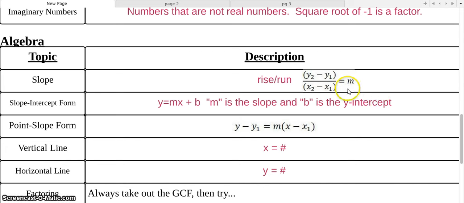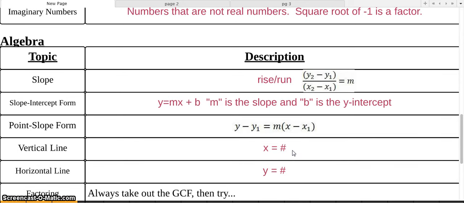All right, slope is rise over run, y2 minus y1 over x2 minus x1. A lot of teachers refer to that as the cheerleader formula. Slope-intercept form, y equals mx plus b. Remember, m is your slope, b is your y-intercept. Point-slope form, y minus y1 equals m times x minus x1. We use that form for a linear equation when we have a point and we know the slope and we're trying to figure out the equation of the line. So you'll use point-slope form if you're trying to write the equation of the line.